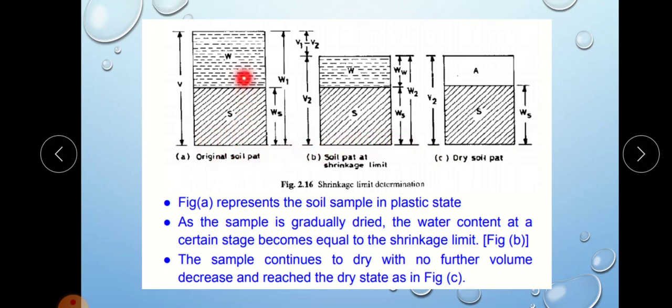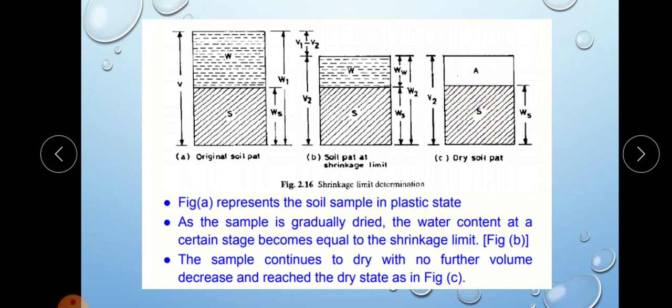The first block diagram shows a soil sample which is fully saturated, and it has a water content which is greater than the expected shrinkage limit. The second figure shows the sample at the shrinkage limit, and the third figure shows the condition when the soil sample is oven dried.